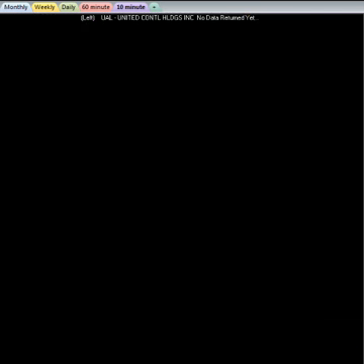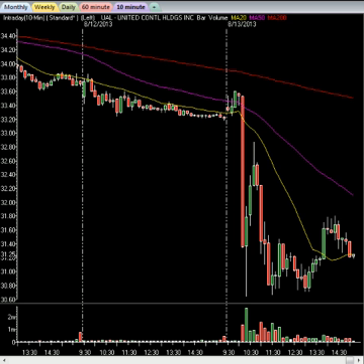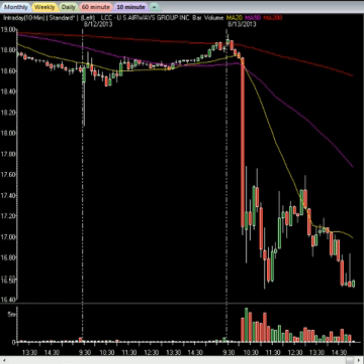Take a look at UAL. UAL getting punished to the downside. Basically, almost 10% on UAL, and U.S. Air absolutely getting crushed today. Over 10%. Huge, huge drop there. So kind of interesting to see how that all plays out. But this is a major blow. Major blow to the airlines here on this merger.